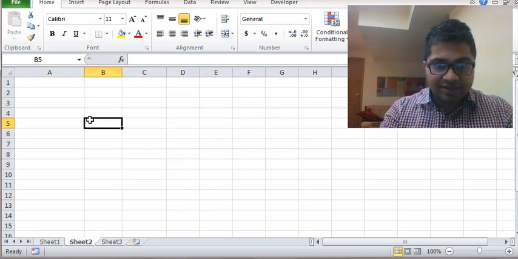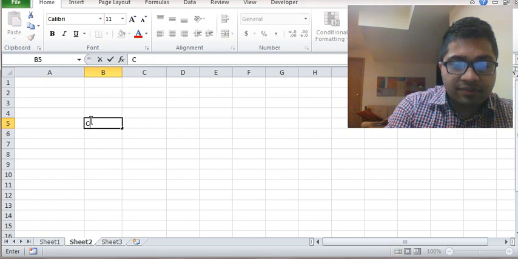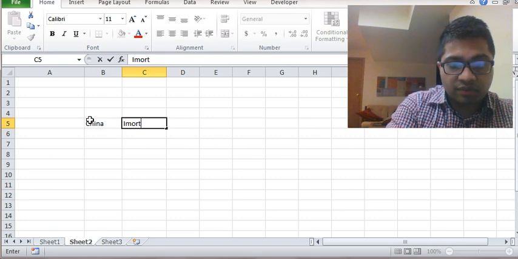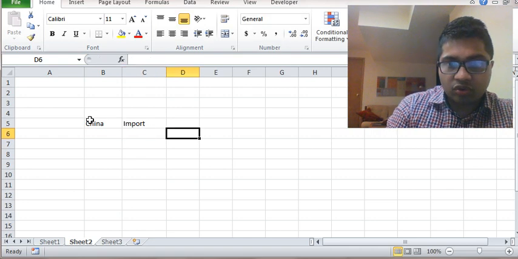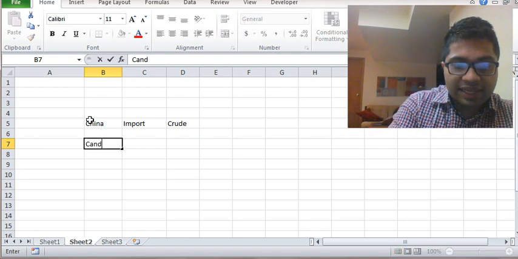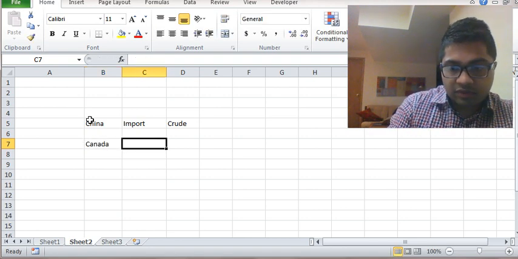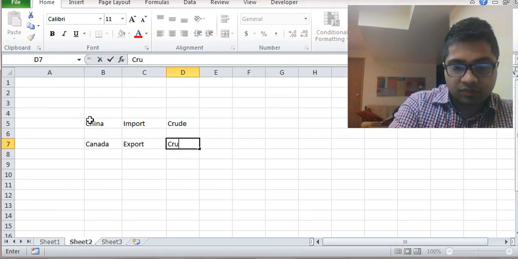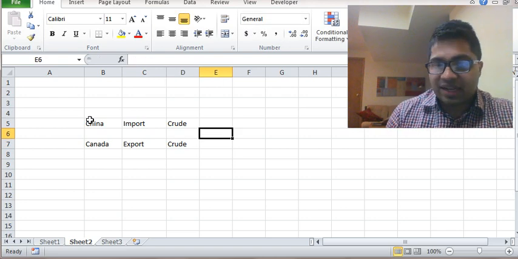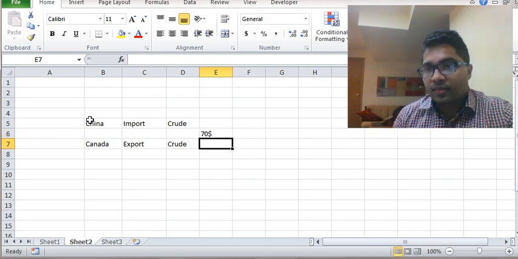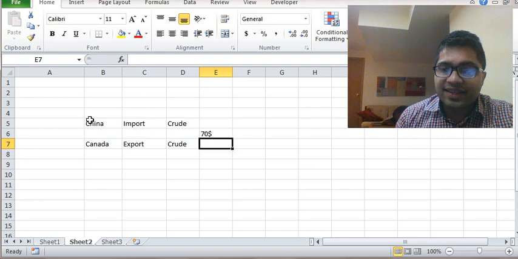So let's say you are a country like China, who is a major importer of crude. So you import crude in large quantities, and there is a country like Canada, which is an exporter of crude. So we export crude. The current crude price in the market, let's say, is somewhere around $70. Okay, the current crude price is $70.